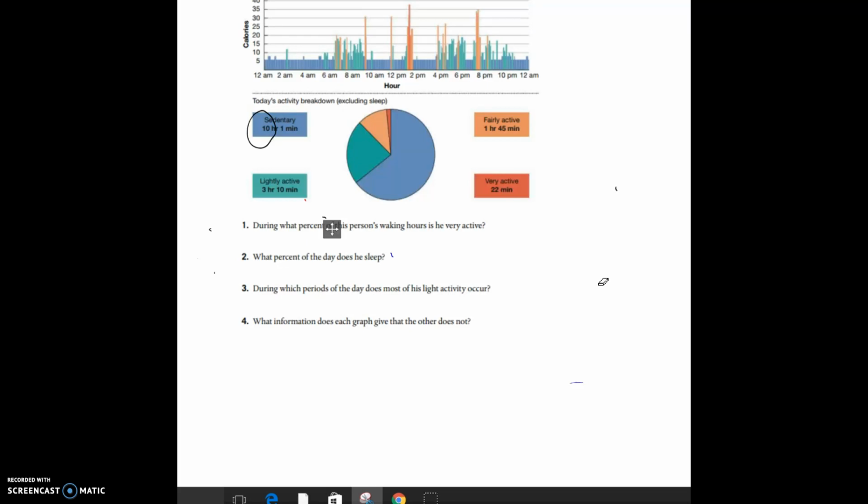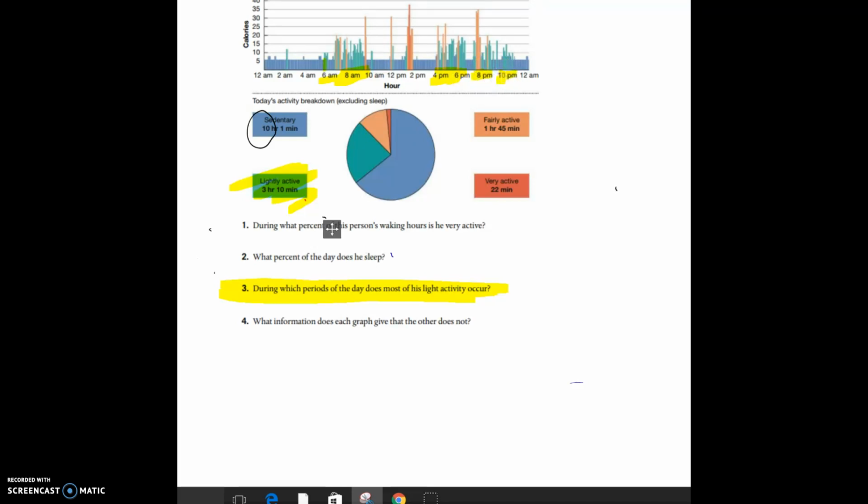All right, so let's look at the next question. This one is saying, during which period of day does most of his light activity occur? Light activity is kind of this turquoisey green. So you can look at the chart and say, well, there's a little bit right there, and a lot of it occurs right in here. Maybe 6:30 to about 9. And then it looks like there's a chunk maybe in the 4 to 6 range, a little bit around that 8 p.m. mark, and then a little bit around that 10 p.m. mark. Okay, so you can look at that.